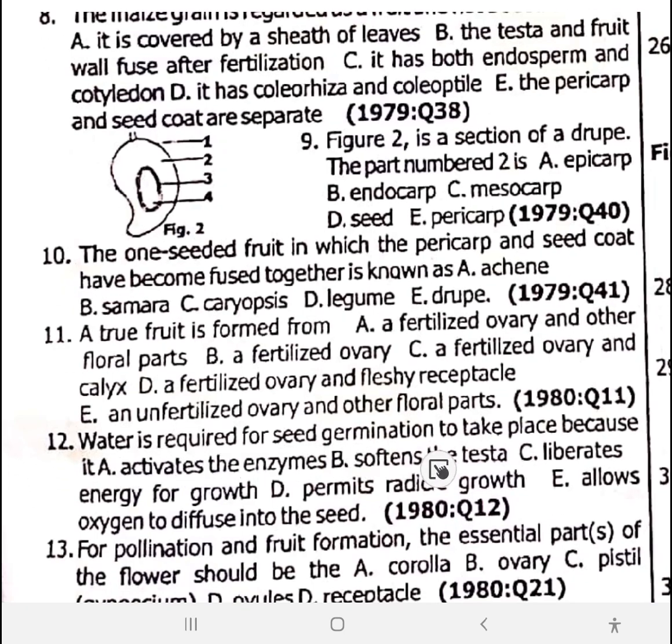Number 12. Water is required for seed germination to take place because what does water do? It activates the enzymes. Water facilitates seed germination by dissolving and activating the enzymes in the cell, dissolving the stored food and providing a medium for enzymatic activities, and also softening the seed coats. And lastly, it helps to transport dissolved food to growing regions.